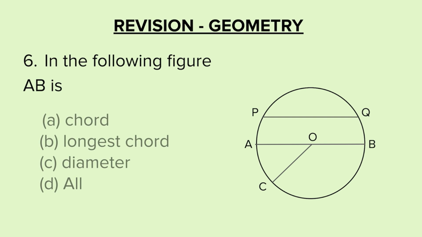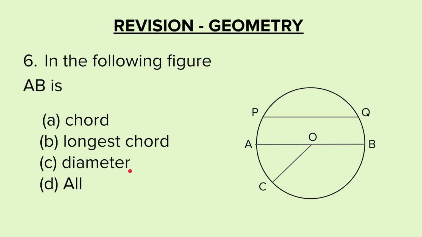We have to tell about AB. Options are chord, longest chord, diameter or all. Here AB is this line. Let us check each option one by one. It qualifies for being a chord as both the endpoints are on the circumference of the circle. Then second, longest chord. This is the longest chord because it is passing through the center. So this option is also correct.